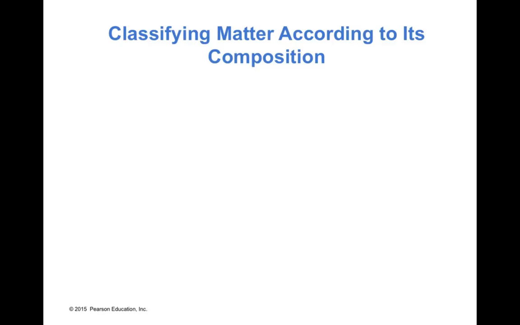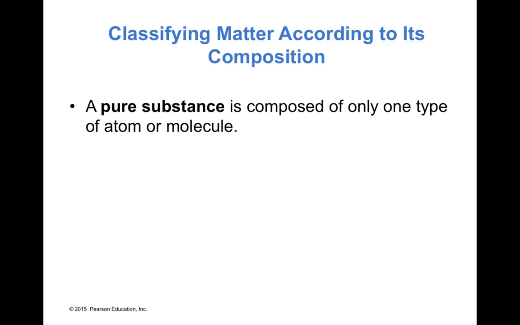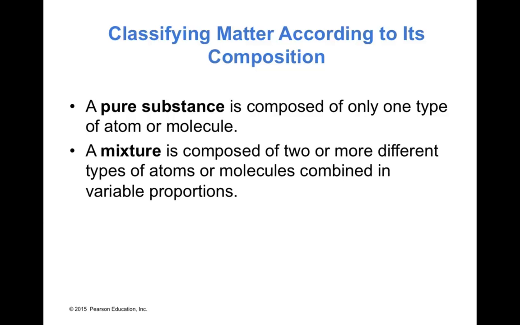Now let's talk about the classification of matter. A pure substance is composed of only one type of atom or molecule. A mixture is composed of two or more different types of atoms or molecules combined in variable proportions.